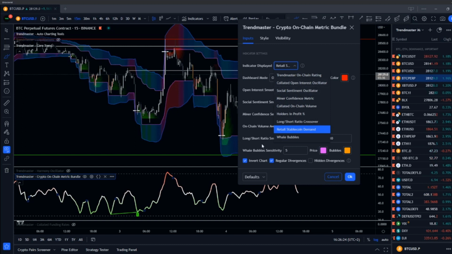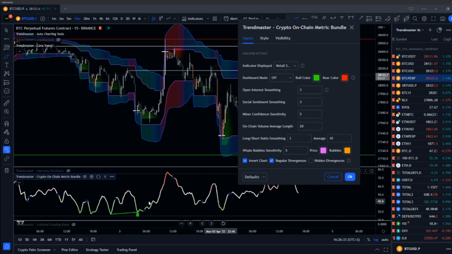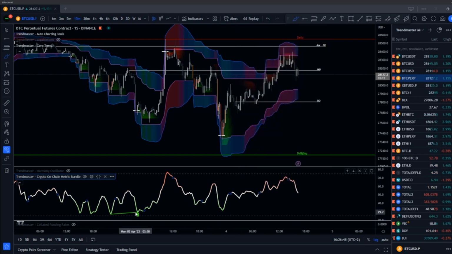Long-short ratio crossover is good for higher time frame. My favorite by far is the retail stablecoin demand. What I do with this is I want it to look the same as my oscillator, because it's showing me demand from a retail perspective. So to do that, I have to check invert chart and regular divergences. What this actually does is it says, okay, you've inverted the chart. That means when it goes up like this, you're seeing very, very low retail stablecoin demand.